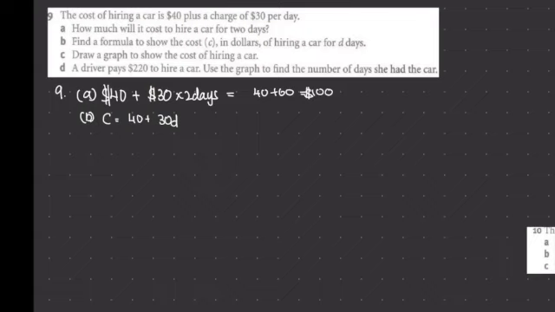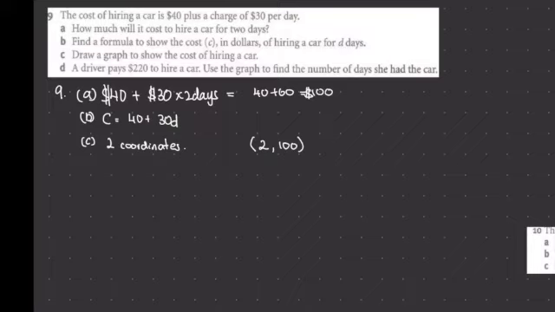Draw a graph to show the cost of hiring a car. Since we need to draw a graph, we need 2 coordinates. We already have one from the first part: 2 days is equal to $100.